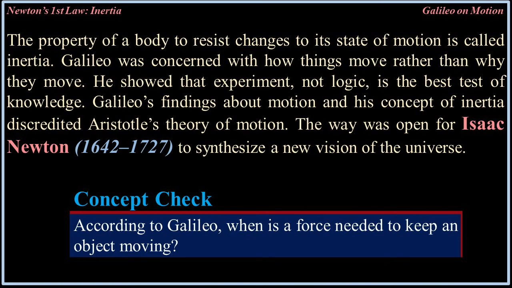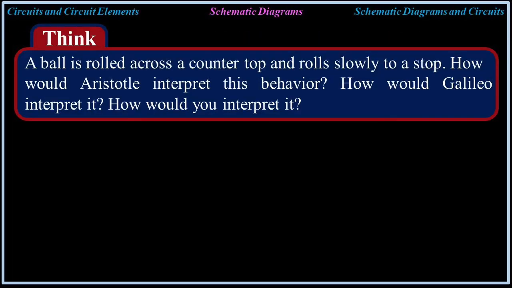Concept check. According to Galileo, when is a force needed to keep an object moving? A ball is rolled across a countertop and rolls slowly to a stop. How would Aristotle interpret this behavior? How would Galileo interpret it? How would you interpret this behavior? A point to ponder.